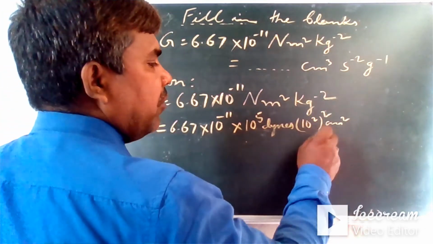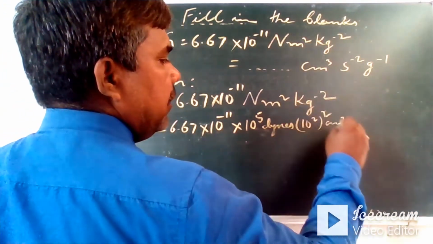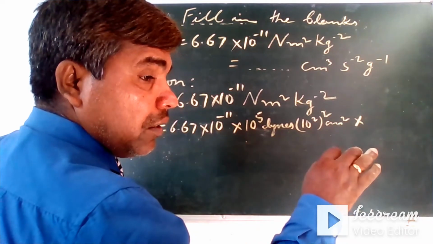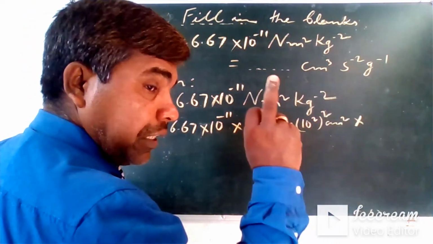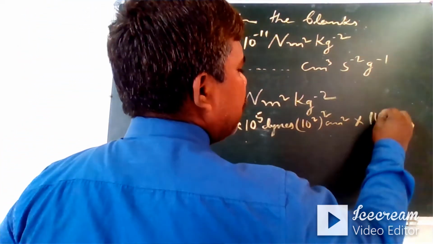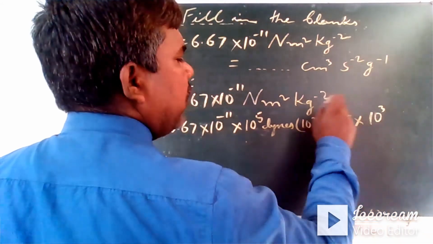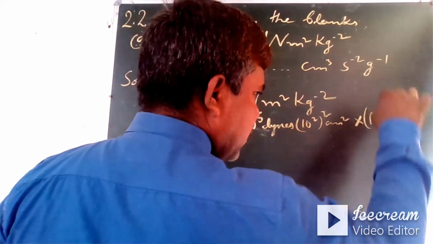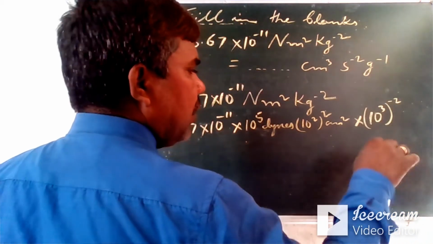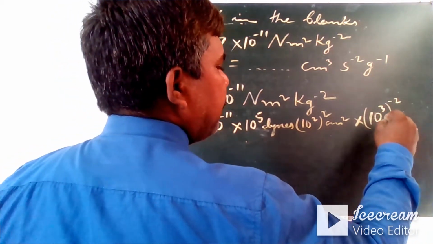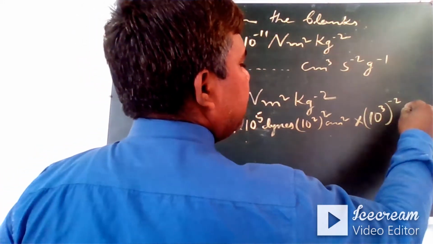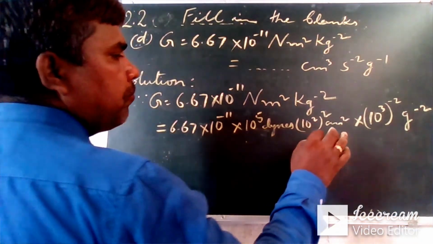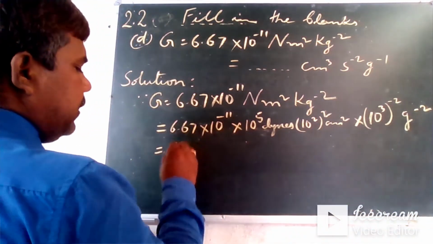Kg is also given, so kg will also be converted into gram. 1 kg means 10 to the power 3 gram, which means 1000 gram. So here we will write 10 to the power 3, and since minus 2 power is given, its power will also be minus 2 here, because it is in the denominator, and then it has become per gram square.